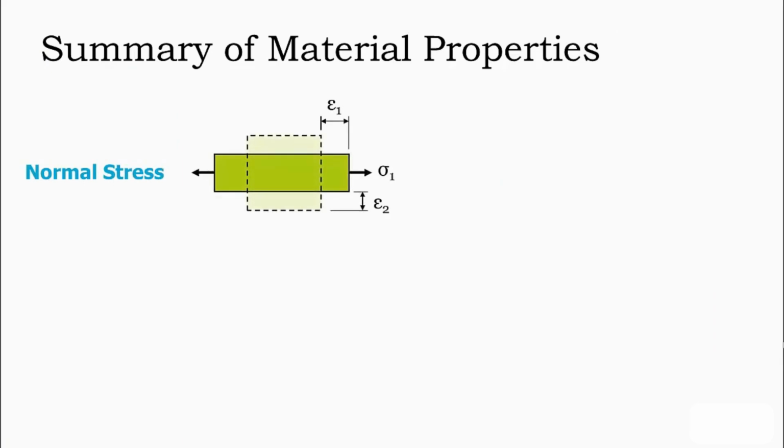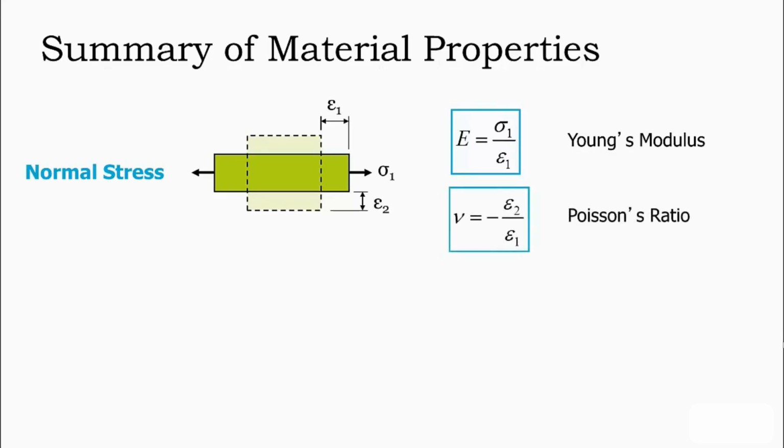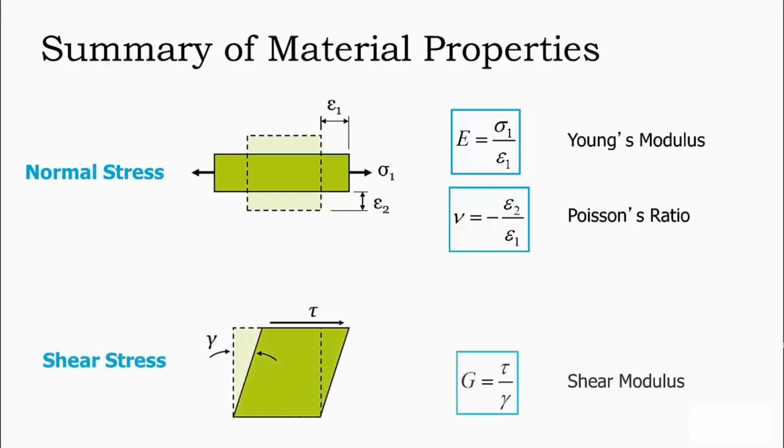Let's recap the material properties we have looked at so far. We have seen that in the presence of normal stress, we get two normal strain values. The normal strain in the direction of loading is proportional to the normal stress through the Young's modulus. The transverse strain can be related to the strain in the direction of stress using the Poisson's ratio. And for shear, we see that the shear modulus relates the shear strain to the shear stress.